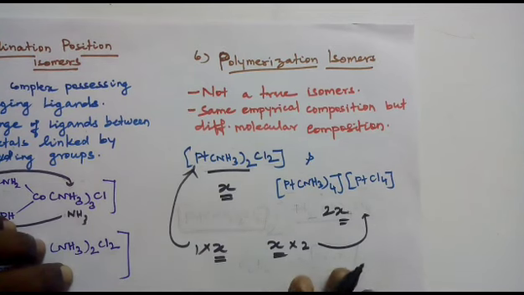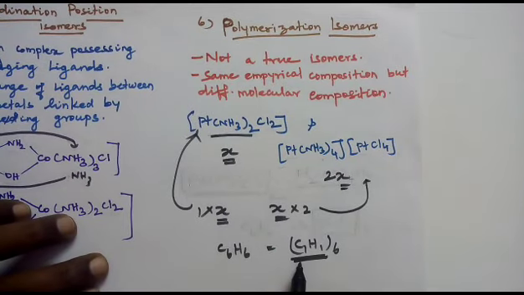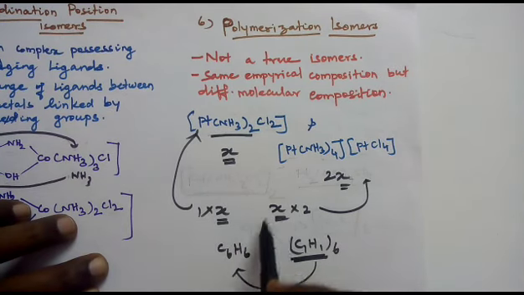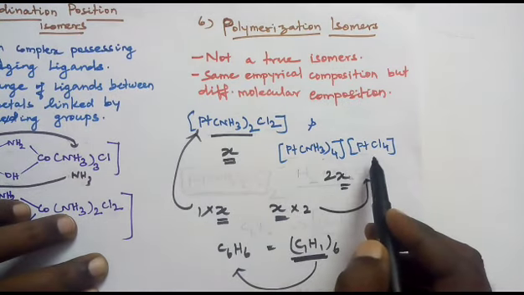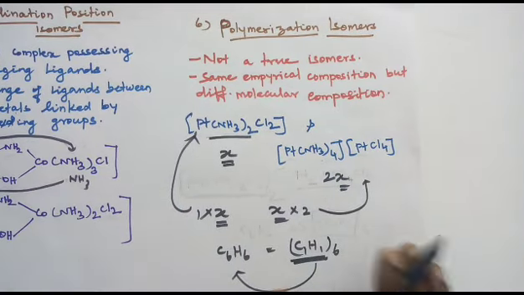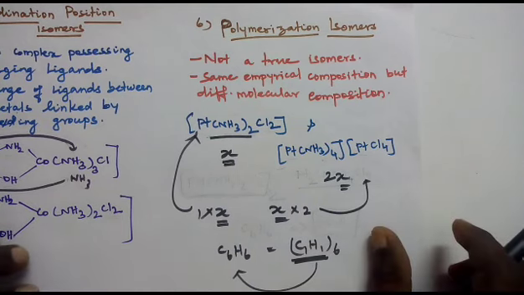What is empirical formula? You would have studied. If you take benzene, let me say C6H6, this can be written as C1H1 into 6. So C1H1 is the empirical formula. This empirical formula is multiplied by a whole number, and you will get a molecular formula. That's what I say here. Here X is the empirical formula, multiplied by 2, you will get the molecular formula of this complex. Take this X, multiply by 1, you will get this molecular formula. So the empirical composition is the same, but the molecular composition is different. This is all about polymerization isomerism.